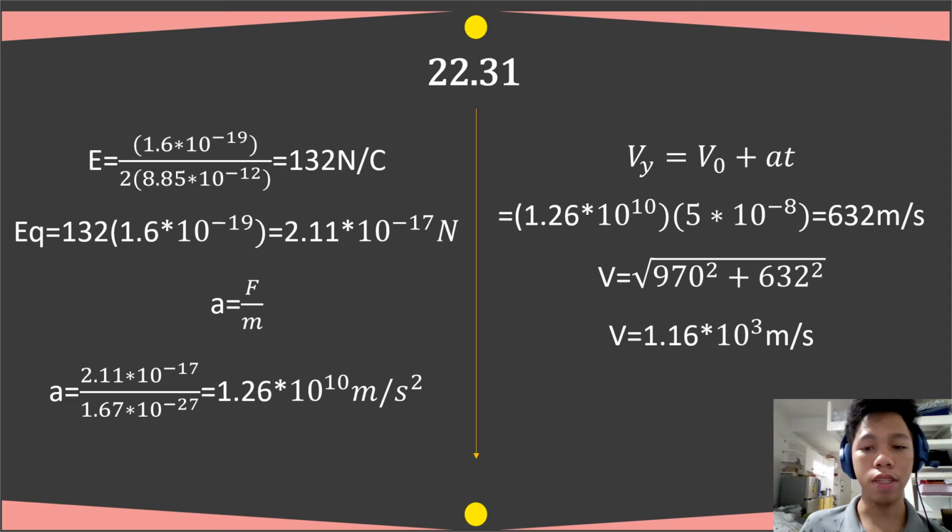So you're going to use kinematics in order to get the final velocity at the y component, and you will get Vy equals V naught plus acceleration times time. After substituting the values to the formula, you're going to get 632 meters per second. After that, you just substitute the values from the x and y components in the Pythagorean theorem, which will then be equal to 1.16 times 10 raised to 3 meters per second.